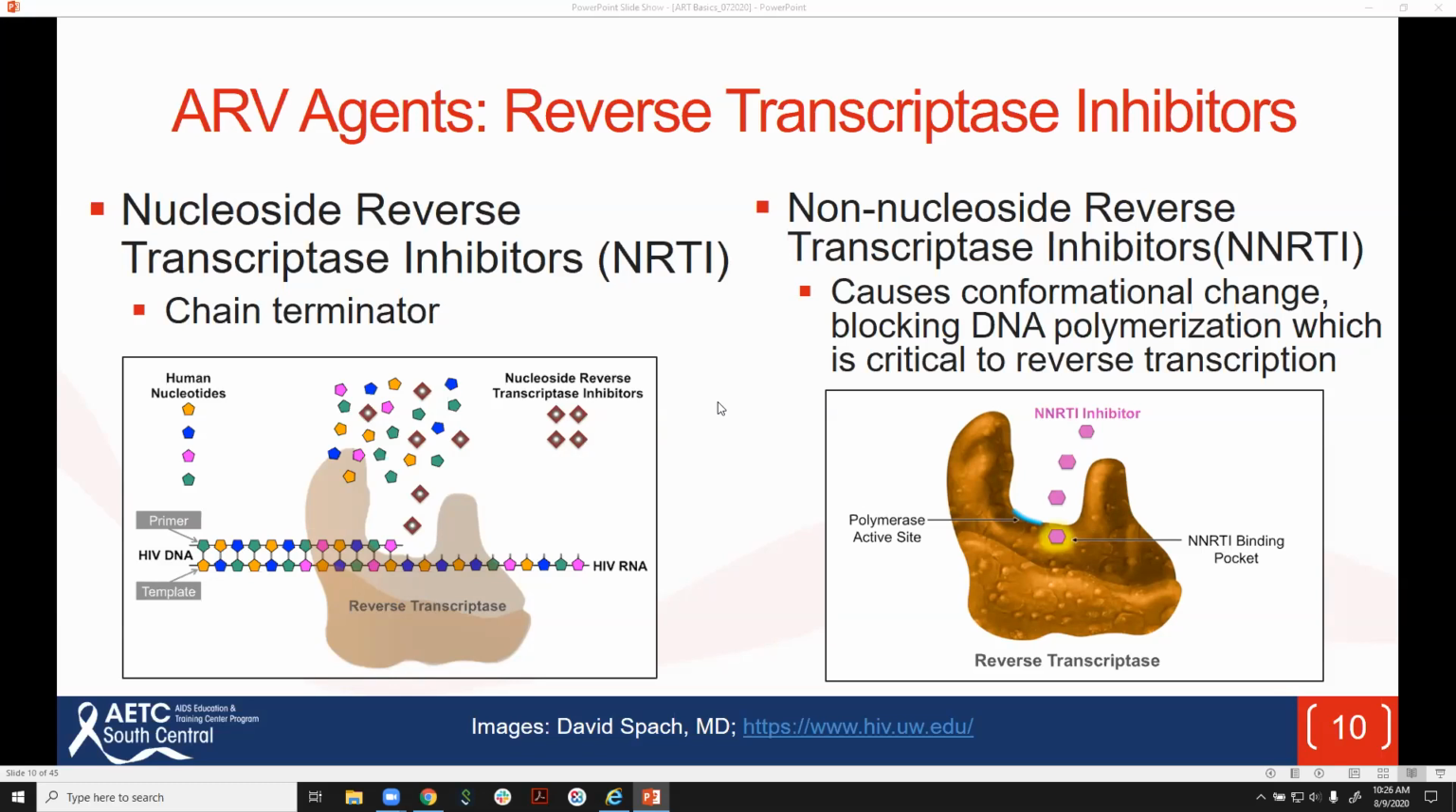The non-nucleoside reverse transcriptase inhibitors also interfere with this enzyme, but do it at a different binding site, and it has to do with the conformational change of that enzyme that makes it not work anymore. So these two medications, while they both have activity against the same enzyme, they can actually be used in the same patient together because they have a somewhat different mechanism of action of how they interrupt that enzyme.